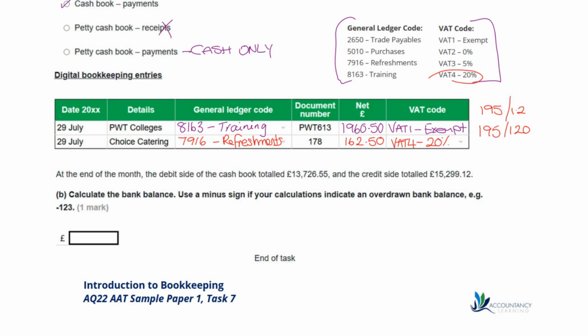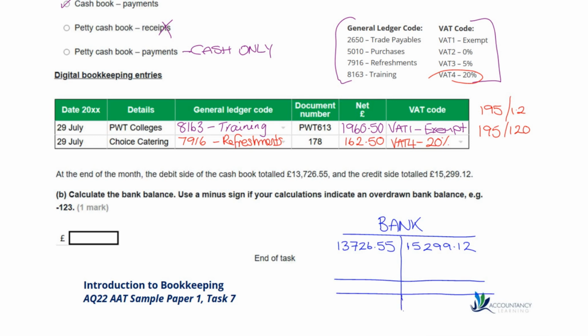So what we need to do is have a look at what is going on here. If we were to draw out our T account, we can put in our totals, 13,726.55 and 15,299.12. So that's the totals that each side adds up to.